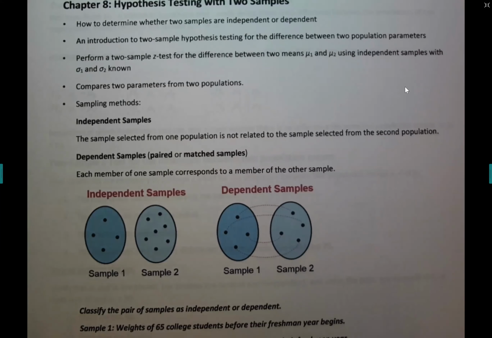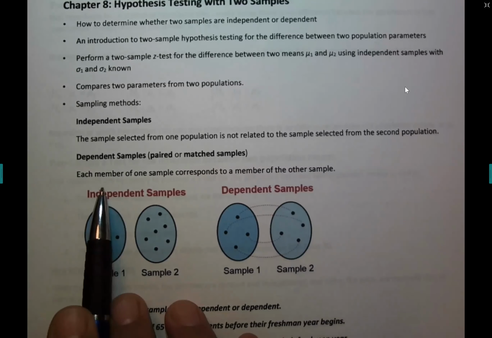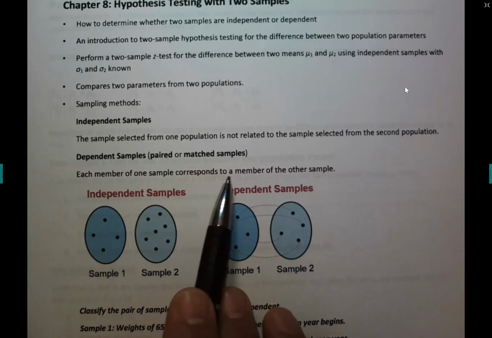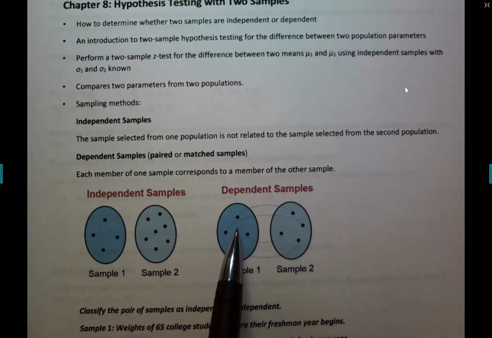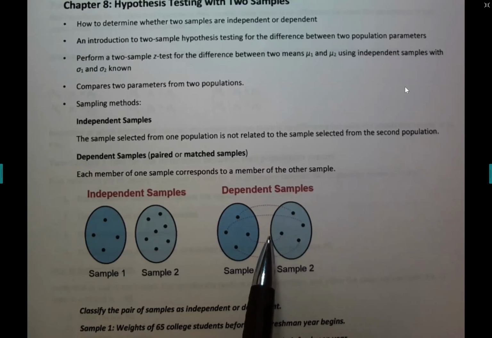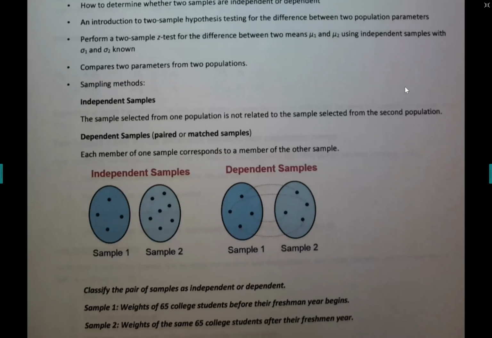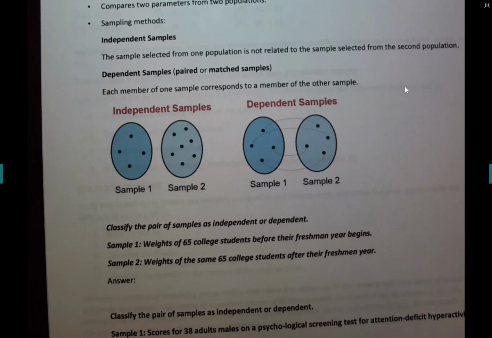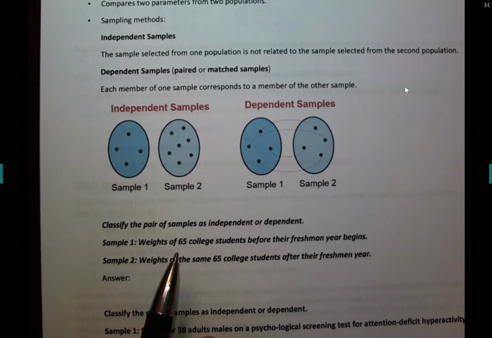But let me tell you what dependent samples are. Each member of one sample corresponds to a member of the other sample. Look how they relate. So in this illustration, I'm showing you an example of dependent samples. Let's take it one step further and just do some real examples. These are two samples right here. Weights of 65 college students before their freshman year begins. Weights of the same 65 college students after their freshman year begins.